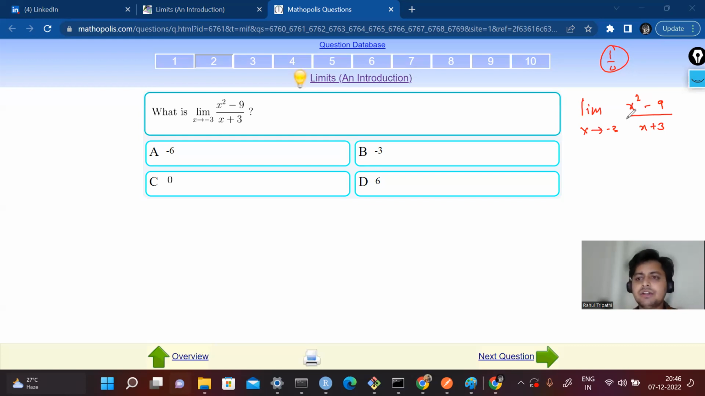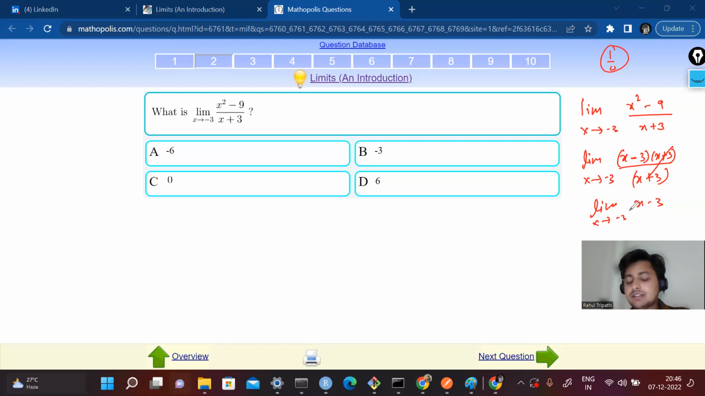We need to solve it. Actually, what we are trying to do is change the behavior of the function. So how do we solve this problem? We use a square minus b square, so this will be x minus 3 times x plus 3, divided by x plus 3, and now you can cancel out. We get x minus 3, and if you put in the value minus 3, you get minus 3 minus 3, which is minus 6. You can check it using your Python code also.